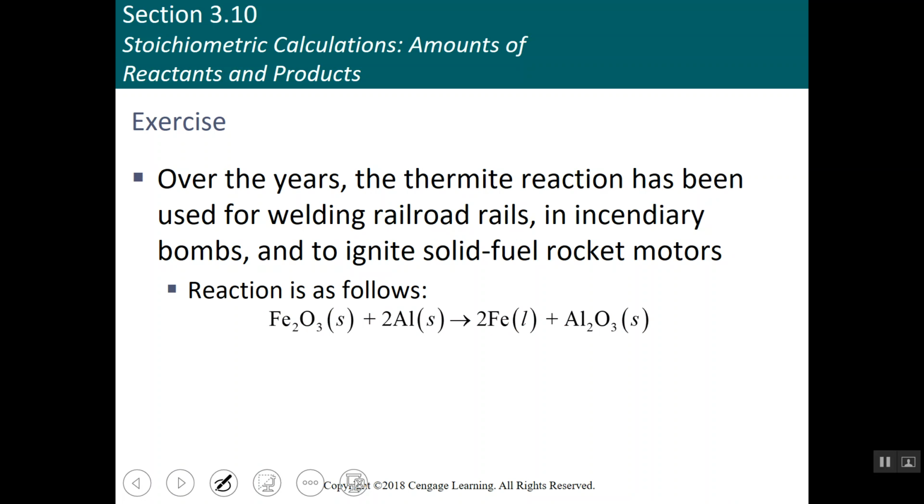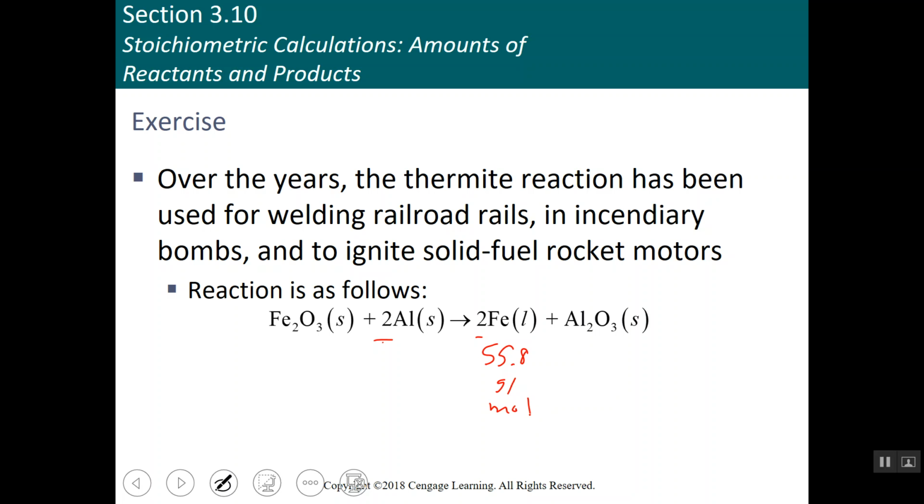So let's go ahead. We notice that there are some coefficients in this equation, so it already is balanced. But let's go ahead and calculate the molar masses of each of these. So iron and aluminum are pretty easy. Iron from the periodic table is 55.8. So the molar mass of that is 55.8 grams per mole. Notice I did not take into account the 2.